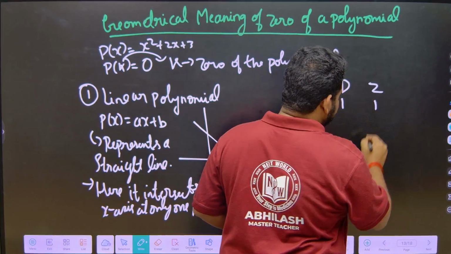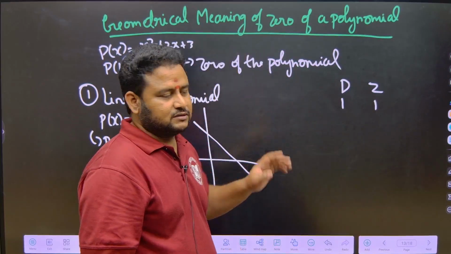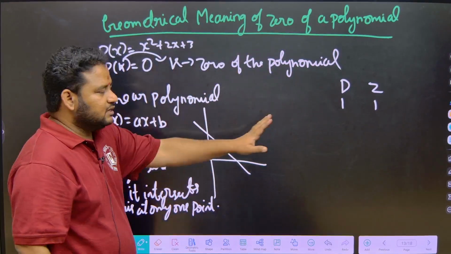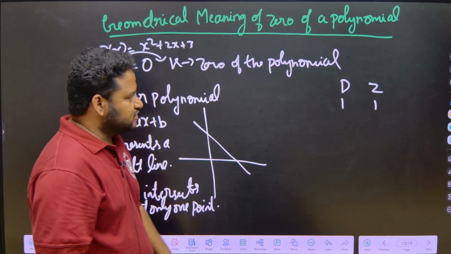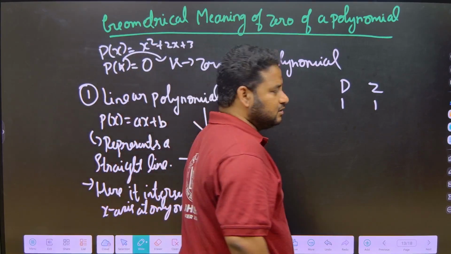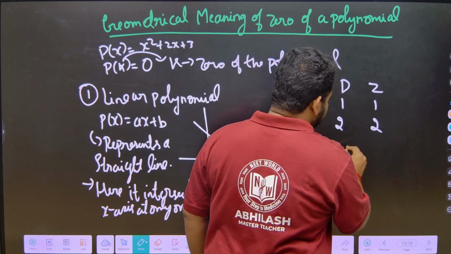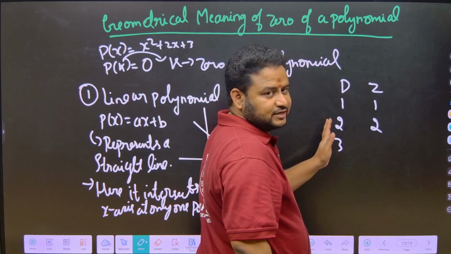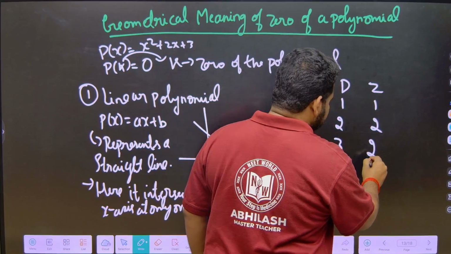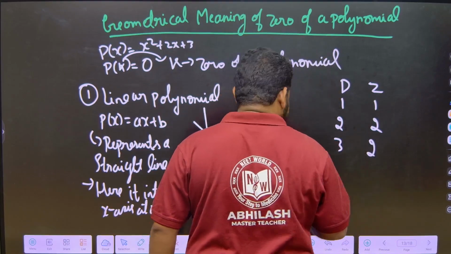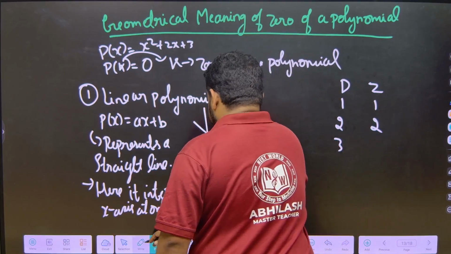Zeros is how much? 1. So degree is 1, zeros is 1. So the degree of the polynomial is 1 and the number of zeros is 1. This is what we can say. Similarly, for a quadratic polynomial, the degree is 2 and the number of zeros is also 2. For a cubic polynomial, the degree is 3 and the number of zeros is also at most 3. I cannot say exactly 3, it will be at most 3. I will tell you why at most.